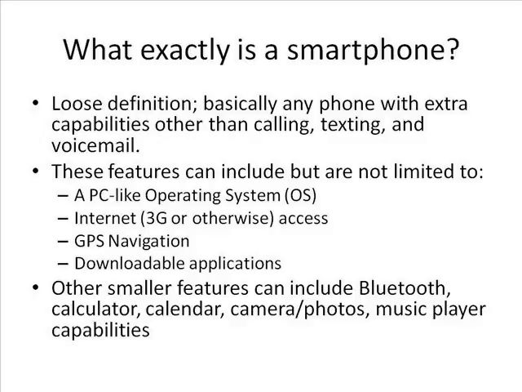Right around the time that cell phones got popular, a lot of those additional features were somewhat small. Think about calculators, calendars, the addition of camera phones and photos, music player capabilities. Today, these additions can be way more advanced, like operating systems similar to Windows, internet or 3G access, GPS navigation, and downloadable applications like you can get from the iPhone or the Droid.